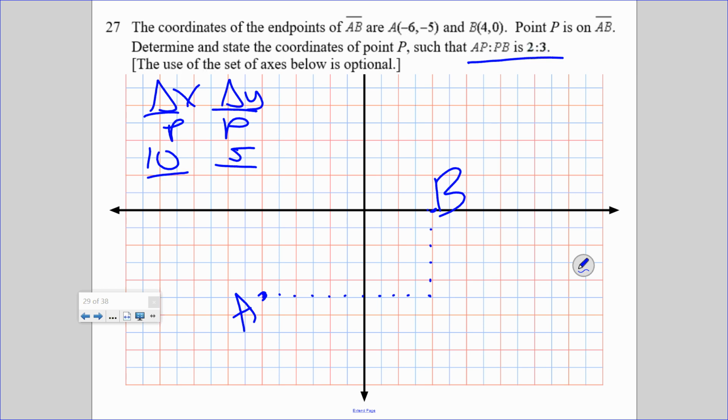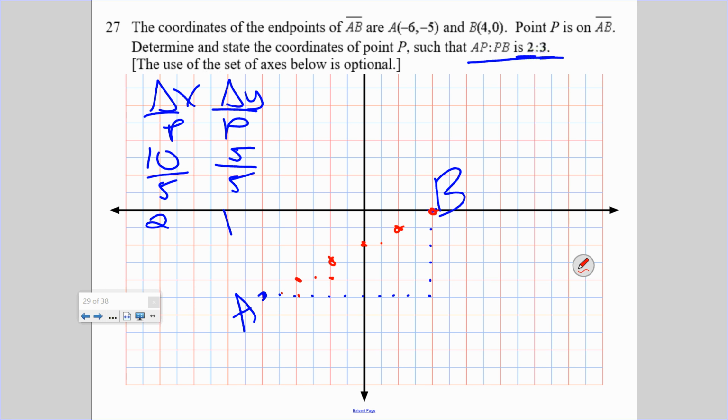How many partitions are there? Well, if being cut in a ratio of 2 to 3, there's 5 partitions. So it's 2 and 1. Now for the answer to the question, I now have to count. 2, 1. 1, 2, 1.